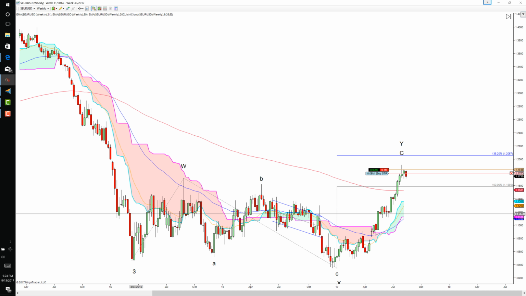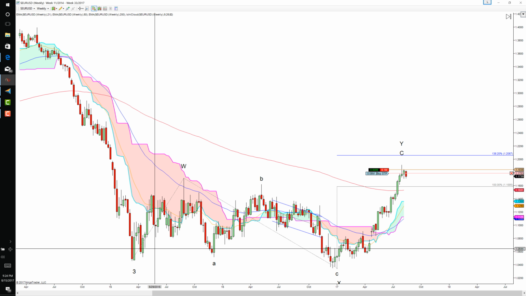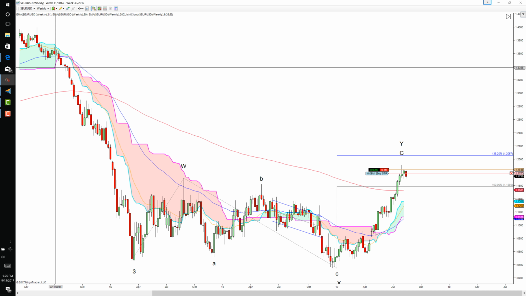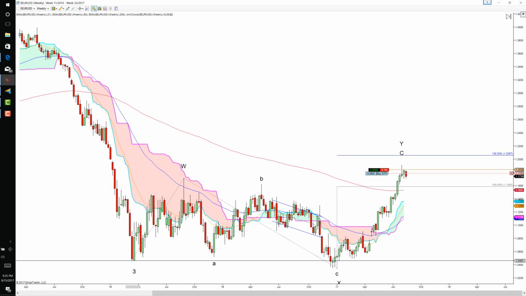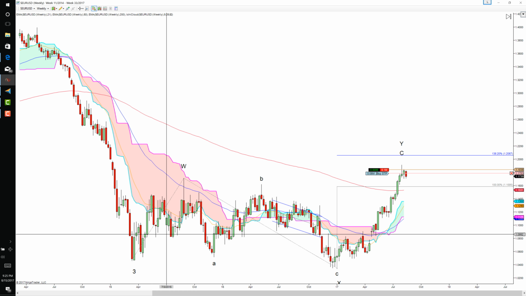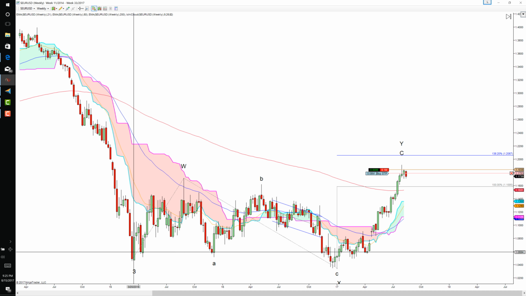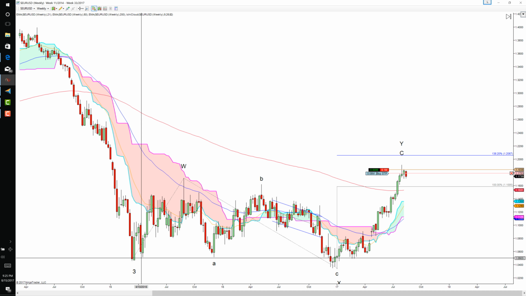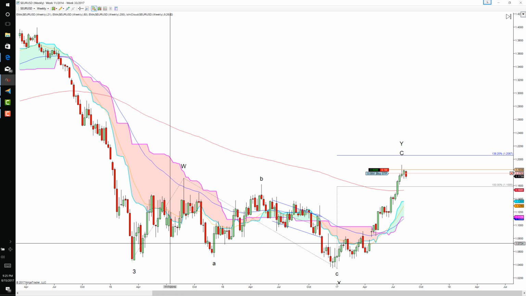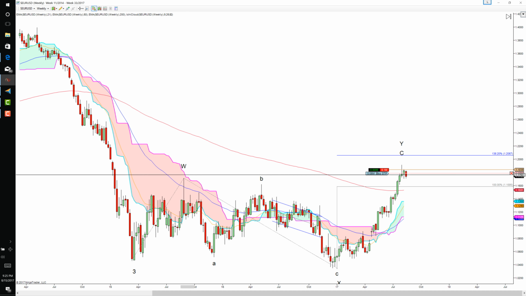strong against the euro. You can kind of count this. I have this counted as a 3. So this is an impulse wave down to where the 3 ended. I don't have anything labeled here, but if you just follow the tracer, I have a smaller A, B, C for a larger A, then a B, C for a B, and then a B, C for a C of W, which is a double zigzag.